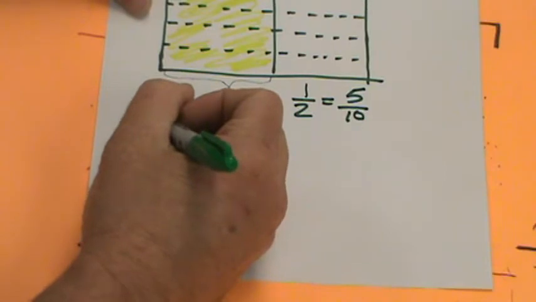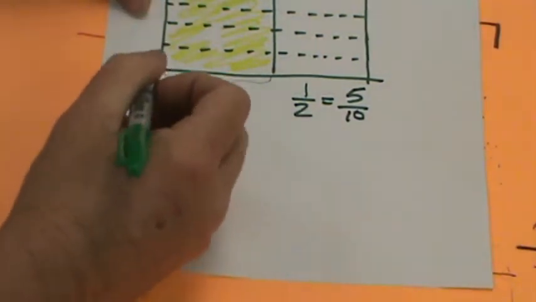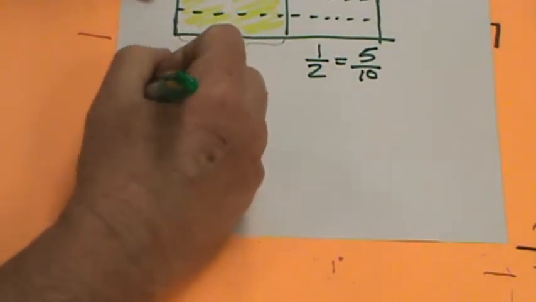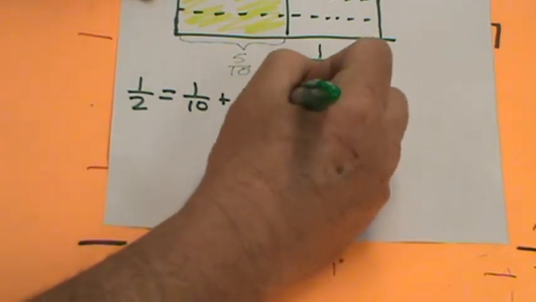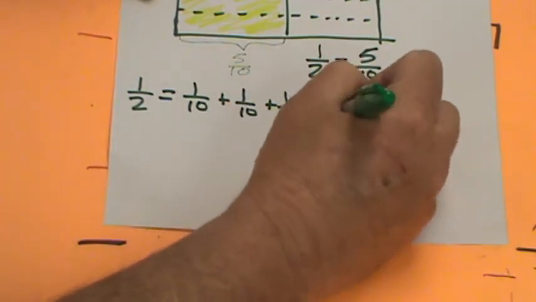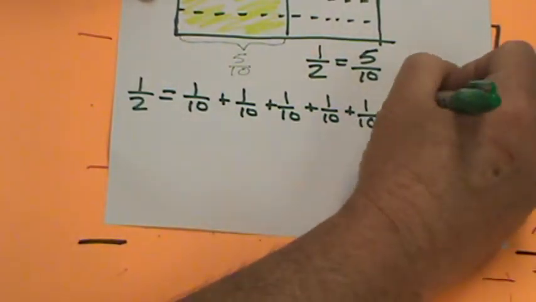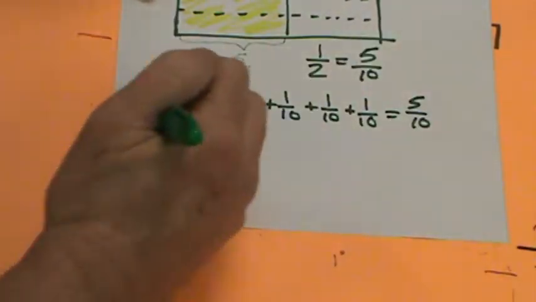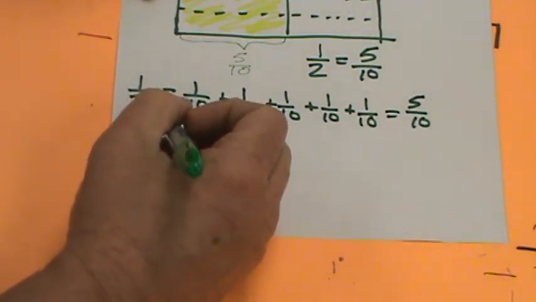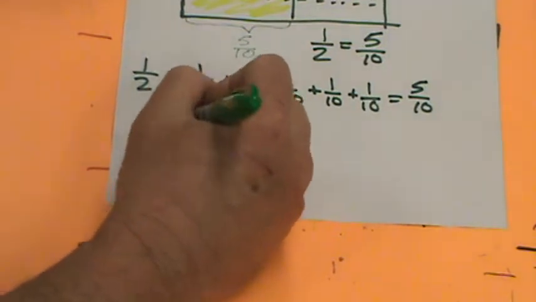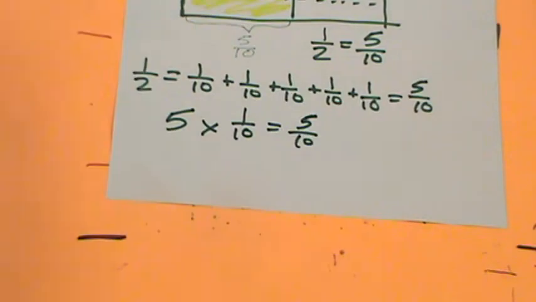And we could prove this by going right to the point. I think we know this well enough, but let's do it. 1/2 equals 1/10 plus 1/10 plus 1/10 plus 1/10 plus 1/10. 1, 2, 3, 4, 5 equals 5/10. Or let's just go over to our simple multiplication, and we could say 5 times 1/10 equals 5/10.